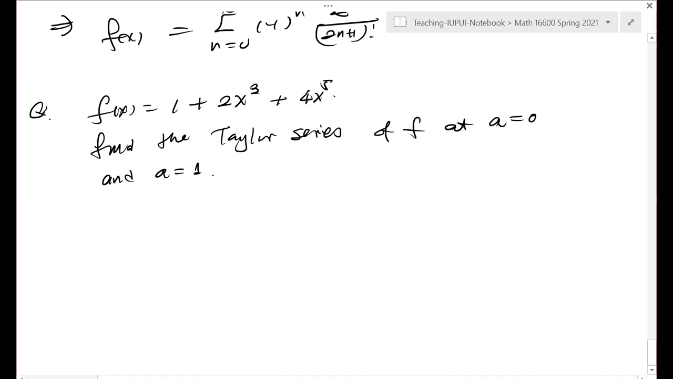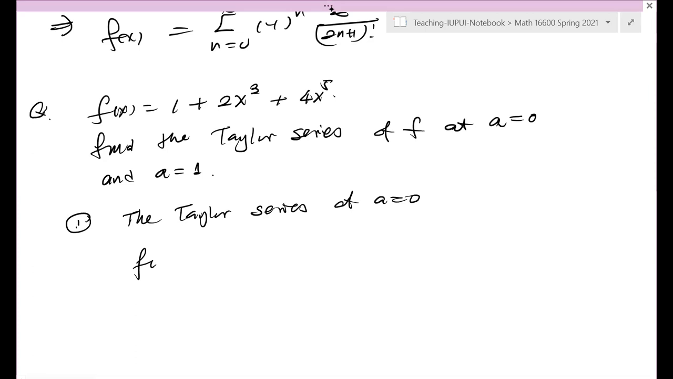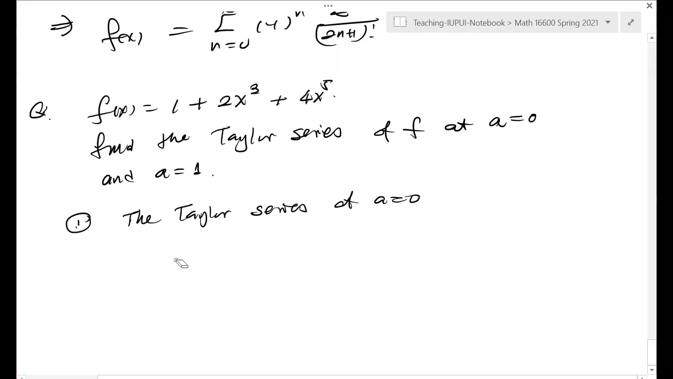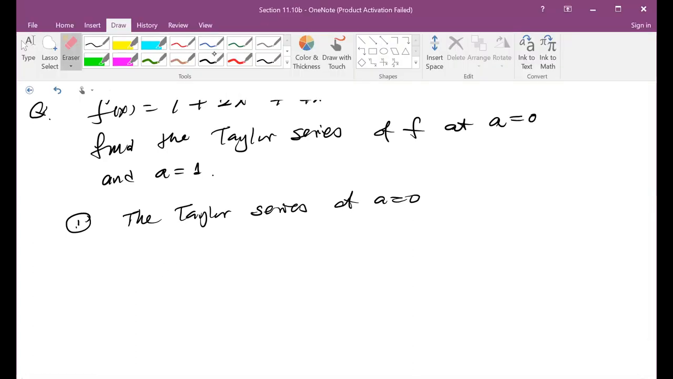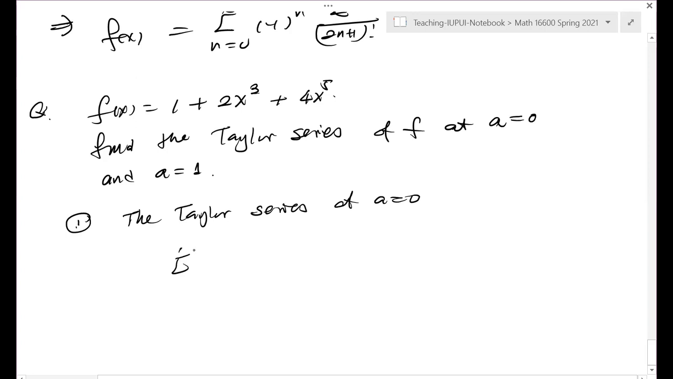Okay. Right. So let's answer the first question. Taylor series for the function at origin. You don't need to do anything. Taylor series at a equals 0. That's it. That's the function itself. Why? Because this is already a polynomial, with finitely many terms.